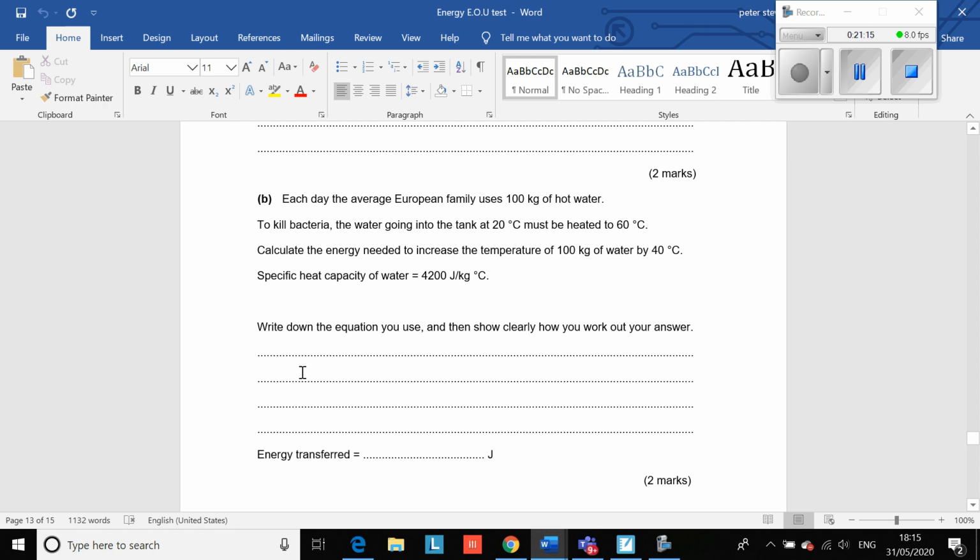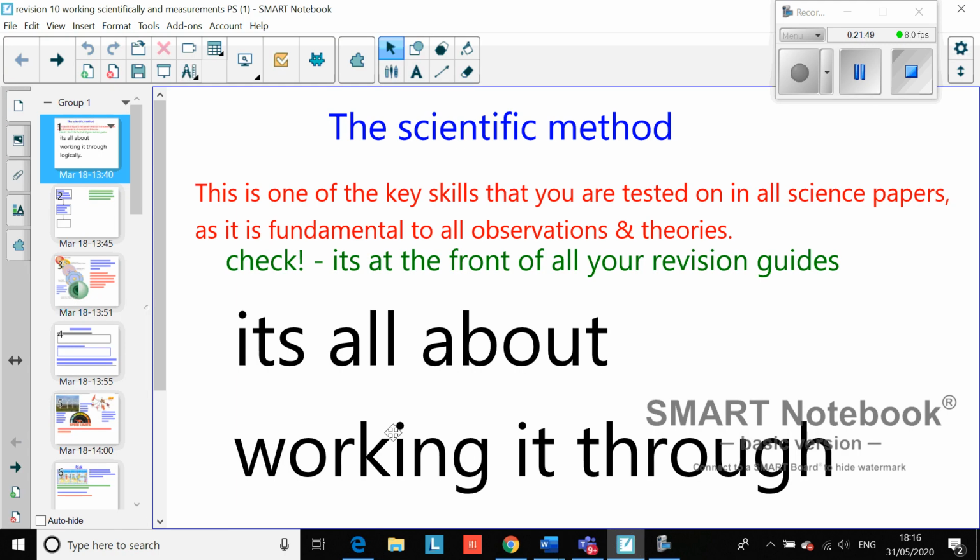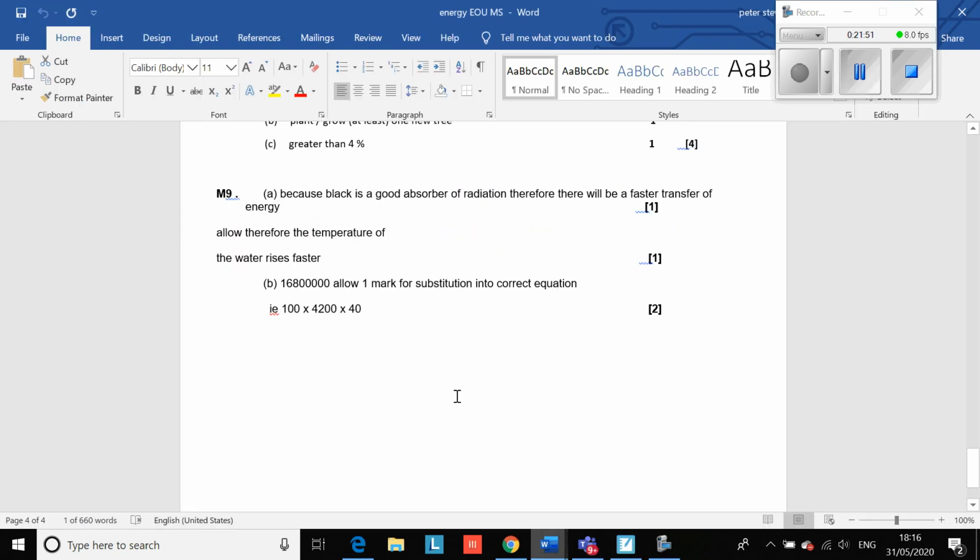Right, so for this one, what you need to think about is, how do I work out the energy? So it's mass times temperature increase times specific heat capacity. Now, we know the mass, it's 100 kilograms of water. The temperature goes from 20 up to 60, so obviously that was an increase of 40, and the specific heat capacity is 4,200. So you simply multiply those together to come out with your final answer.